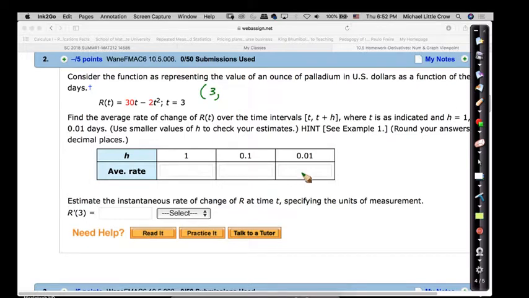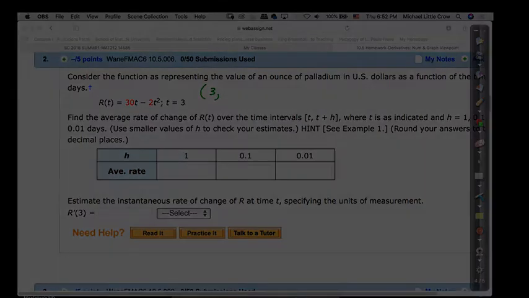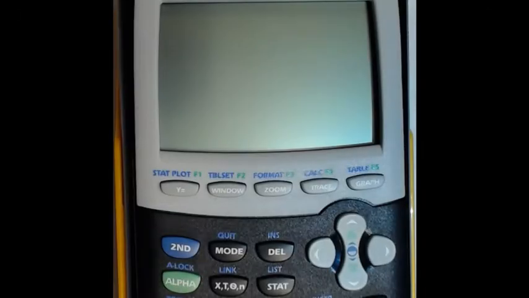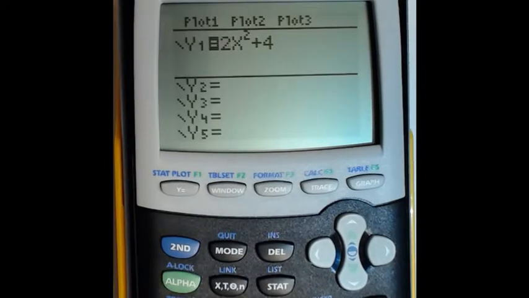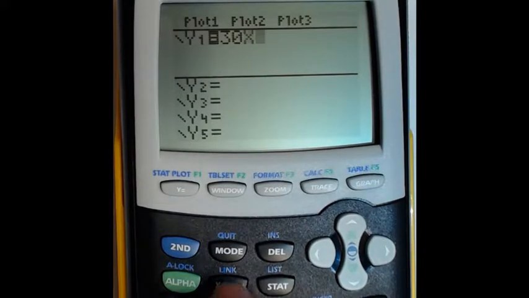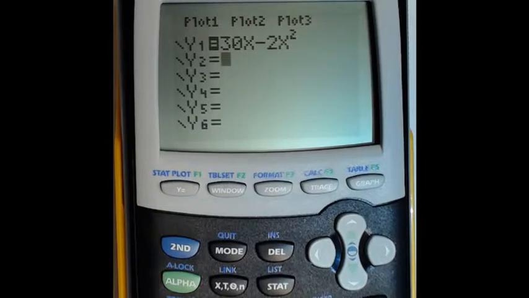I'm going to show you how to get all 3 values at the same time by using a calculator. We'll do this once and it'll help you with all the others. Here we go. We're going to put in that function, which is 30x minus 2x squared. When you go to do this problem, you may have a slightly different problem, but the technique is going to be the same.